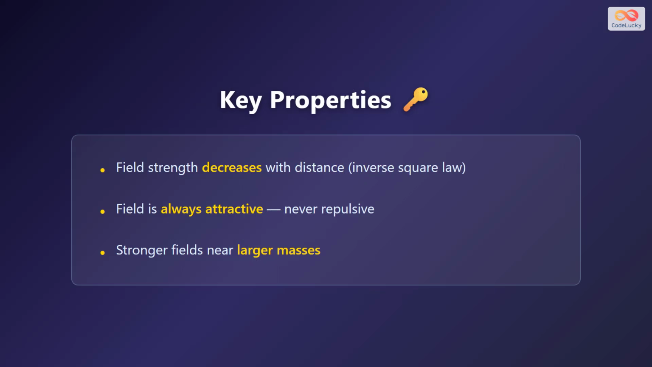Gravitational fields have some important properties worth noting. First, field strength decreases as you move farther from the source. This follows what's called the inverse square law, meaning if you double your distance, the field strength becomes 1/4 as strong. Second, gravitational fields are always attractive, never repulsive. Unlike electric or magnetic forces, gravity only pulls objects together. And third, more massive objects create stronger gravitational fields. This is why the sun's gravitational influence is so much greater than Earth's.